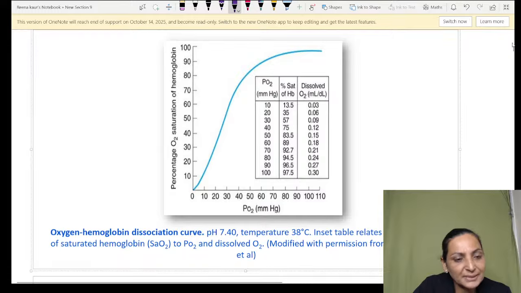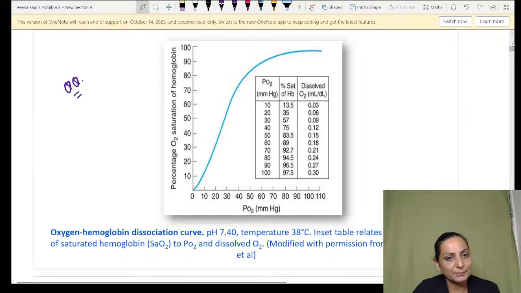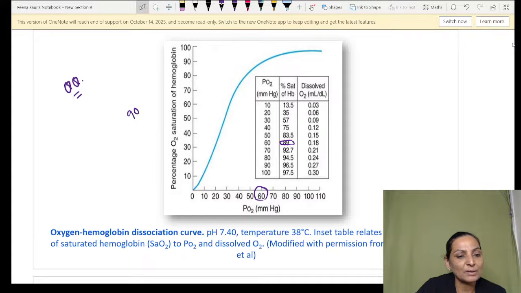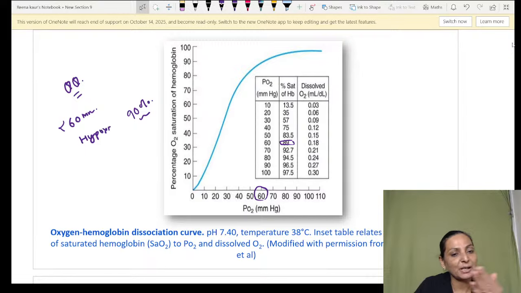Now this curve is one of the most important image-based questions, and otherwise also it is important, where you must remember that at a partial pressure of 60 mmHg, the person's saturation is 90%. This is one of the very, very important considerations, because as you move towards high altitude and the partial pressure of oxygen becomes less than 60 mmHg, the first sign of hypoxia occurs, because the person's saturation will become less than 90%, and that is going to stimulate your peripheral chemoreceptors.